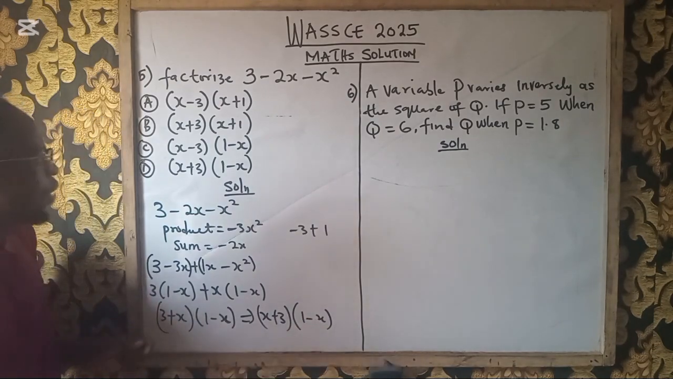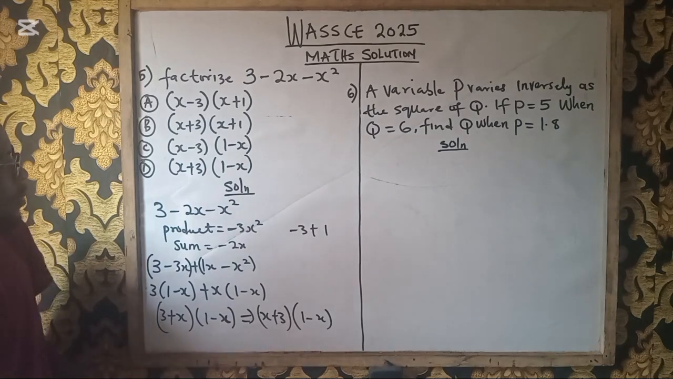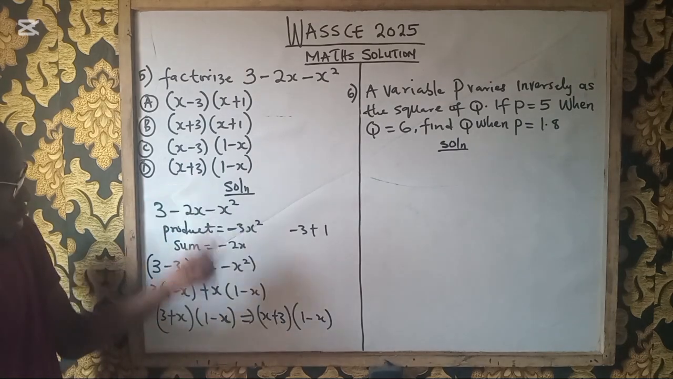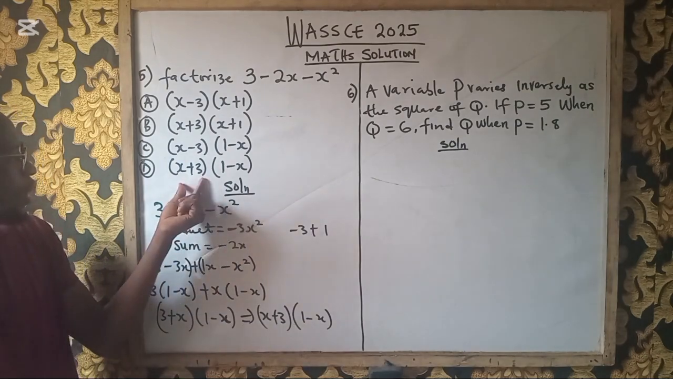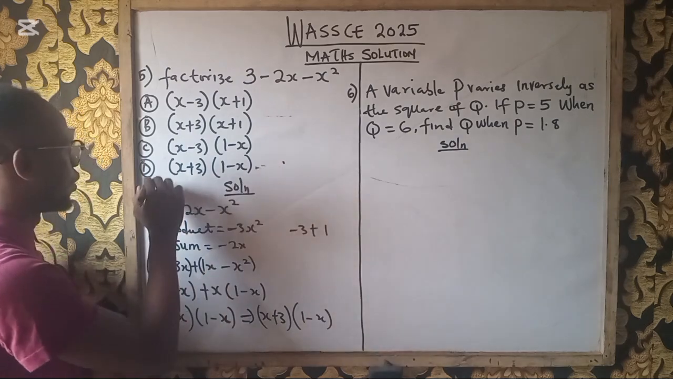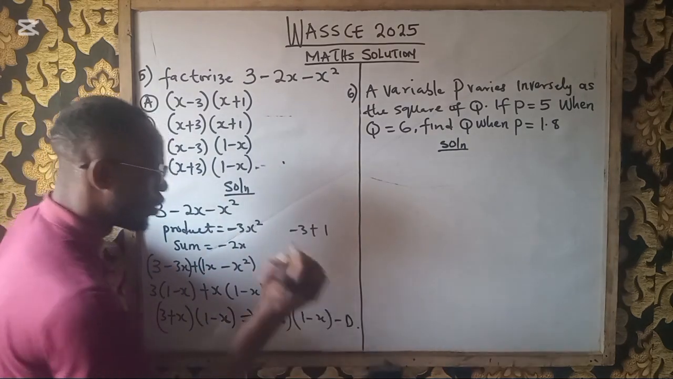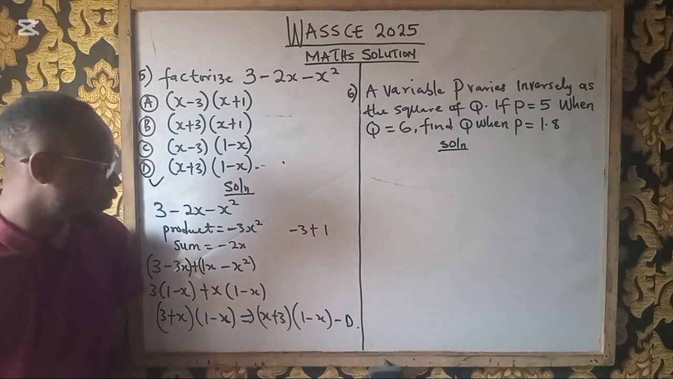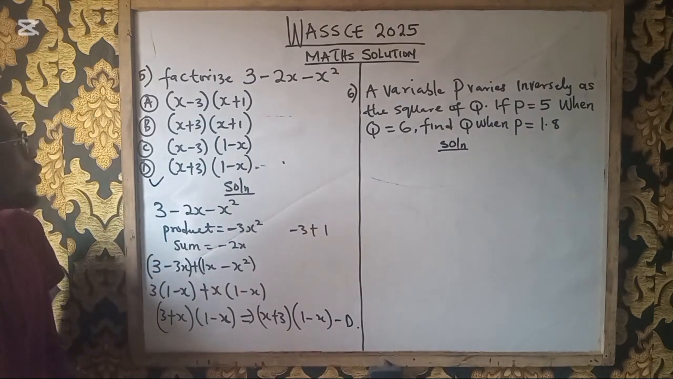They are the same. Okay, so let's cross check. We have x plus 3 and we have 1 minus x. So the correct answer to this problem is option D. This is option D. Alright, so that is how we solve the first question here.